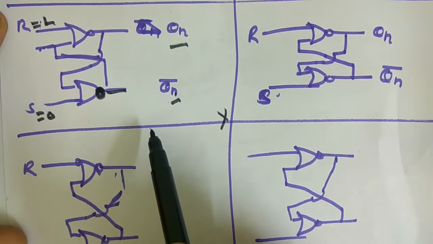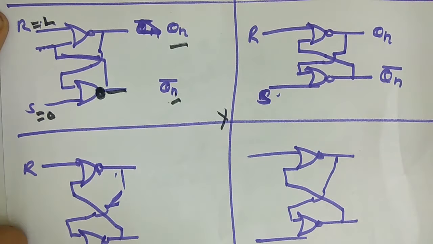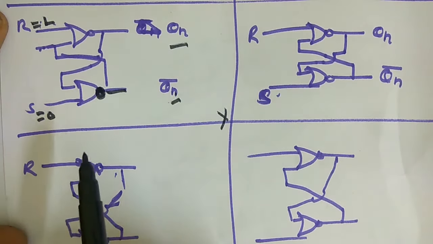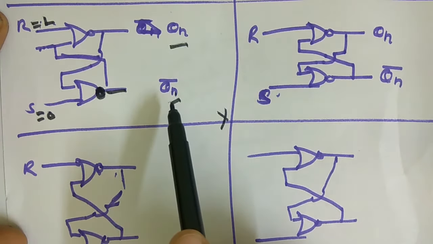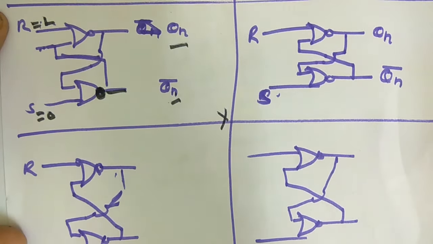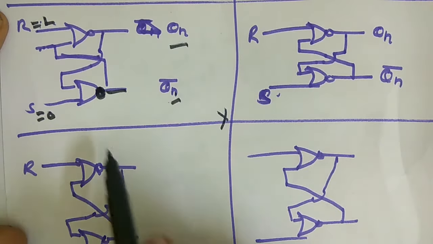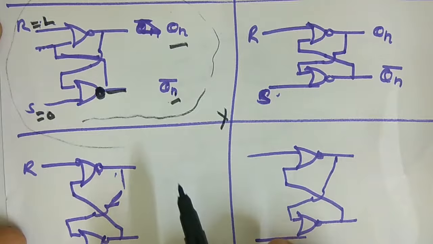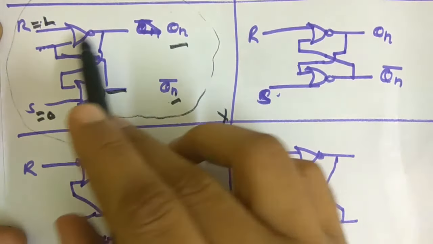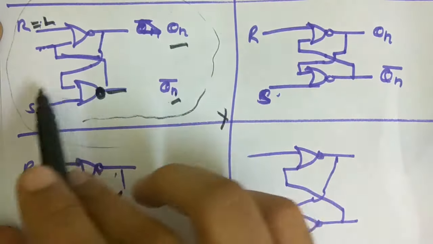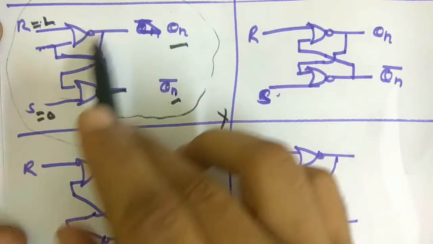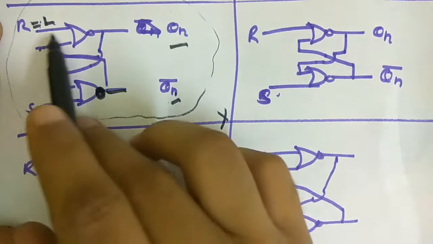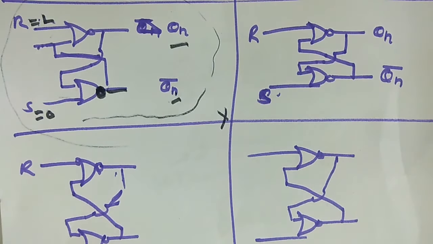The second thing is how we have to solve this problem. This is the feedback of this one, and this is the feedback for this one. So how do we take the problem?